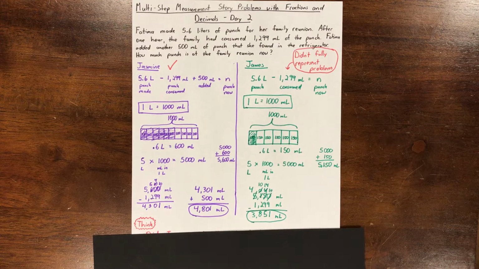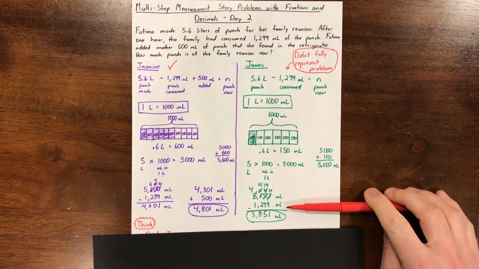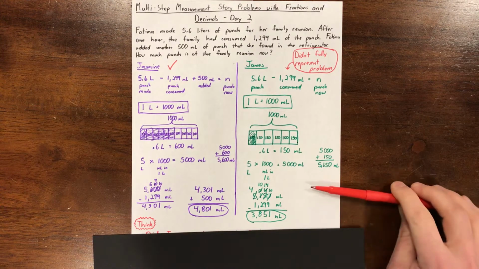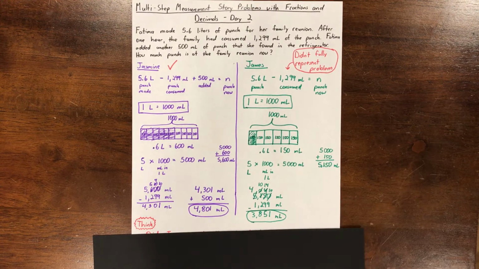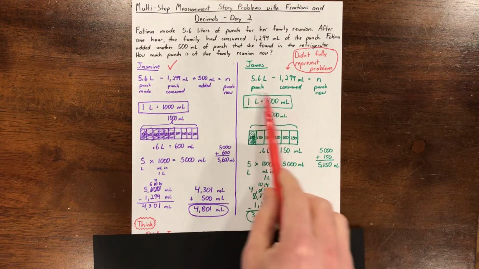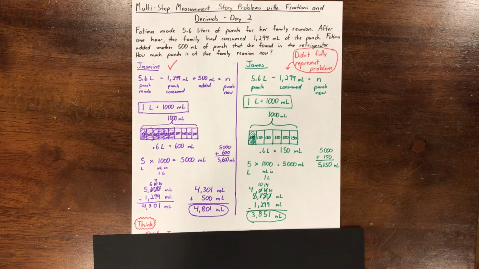And then, so how does that impact how we solve the problem? Say it out loud. Yeah, we can see down here where he's solving, he only subtracted the 1,299 milliliters. He didn't go ahead and add the extra 500 that got added back into the punch because I think he probably forgot about it, right? Because it wasn't shown as part of his representation.